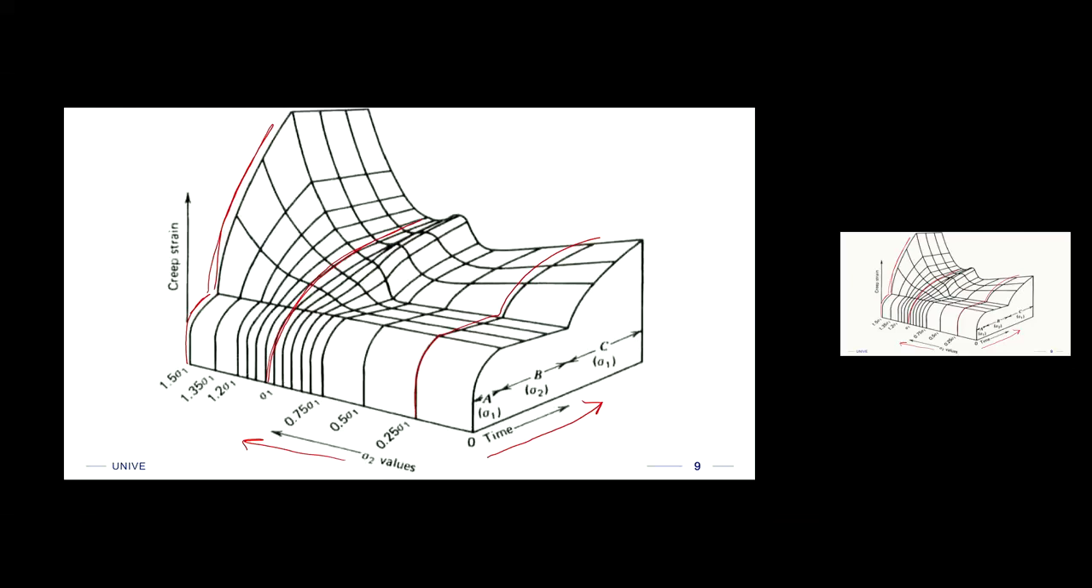So that's what this whole contour plot here is supposed to show you, that this is a non-monotonic total creep strain.